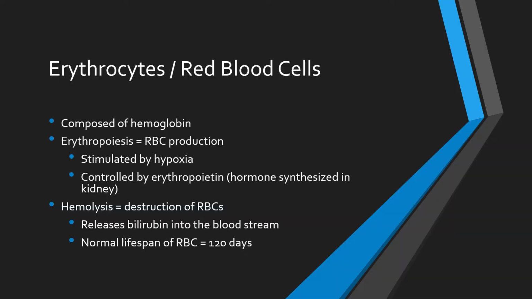When we think about our red blood cells, remember that they are composed of hemoglobin, and erythropoiesis is the production of those red blood cells. Hemolysis is the destruction. Pediatric patients with hypoxia will stimulate the production of RBCs to help decrease the low oxygenation that is being experienced.